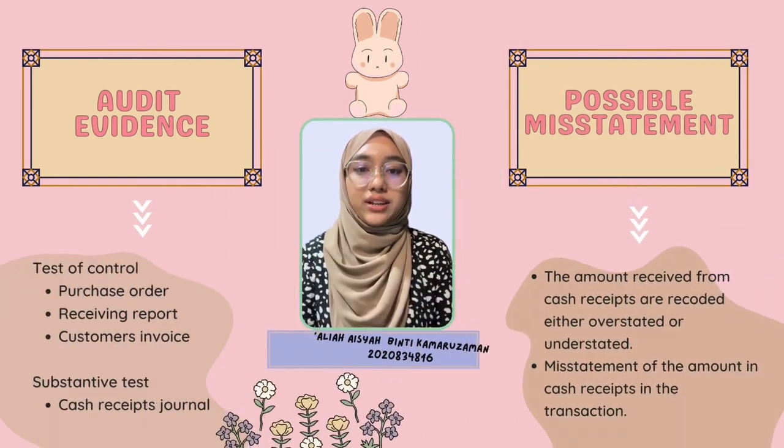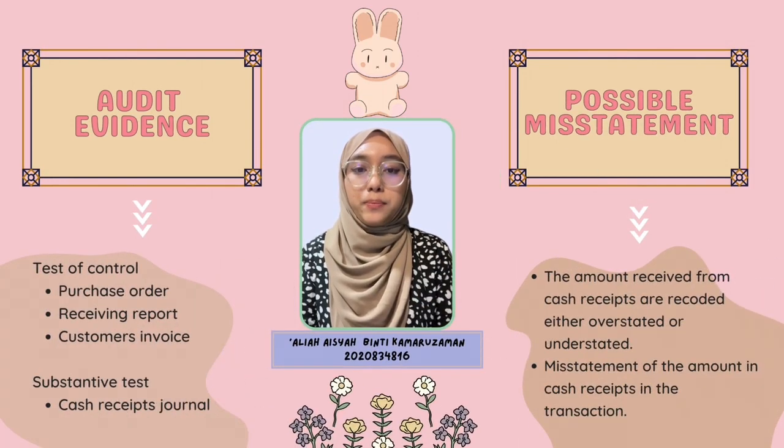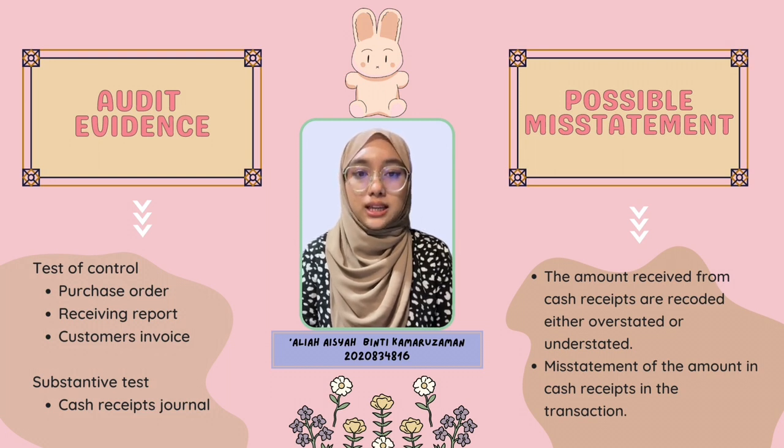The audit evidence for the test of control are purchase order, receiving report, and customer's invoice, while for the substantive test is the cash receipt journal. The possible misstatements are that the amount received from cash receipts is recorded either overstated or understated, and the last one, misstatement of the amount in cash receipts in the transaction.